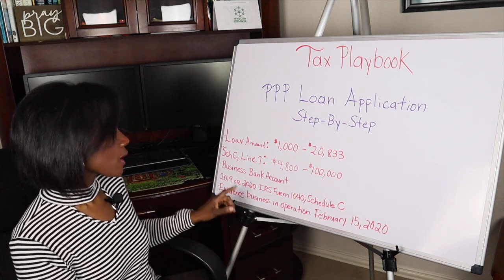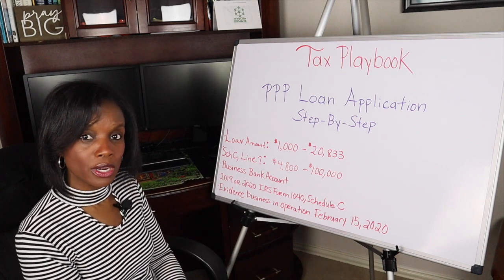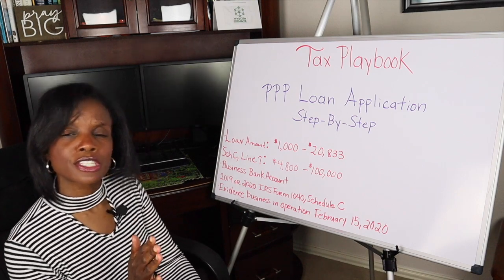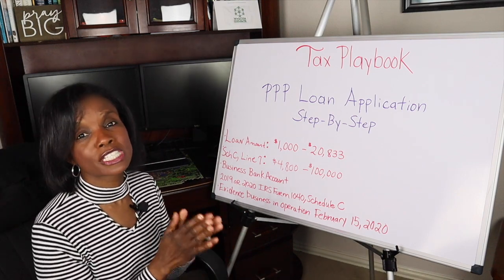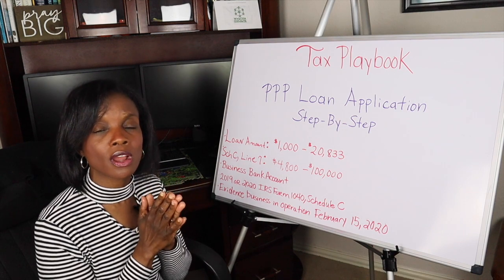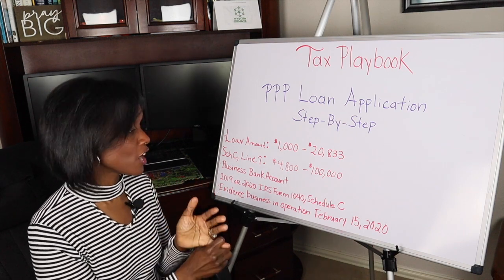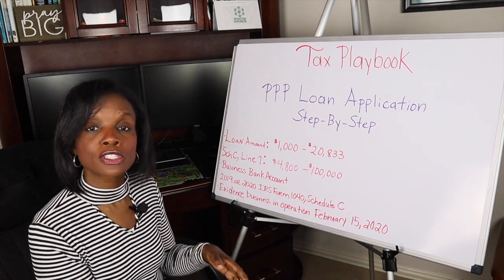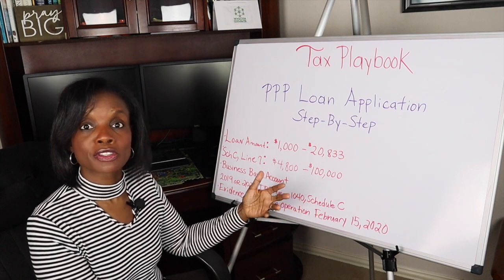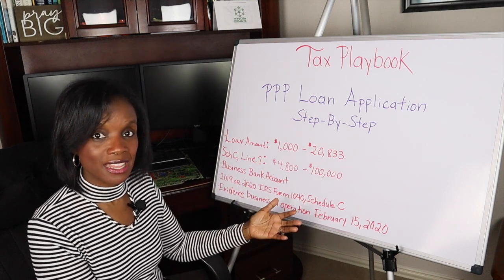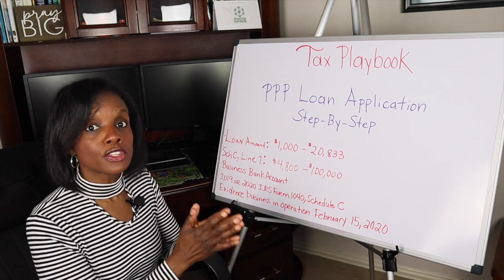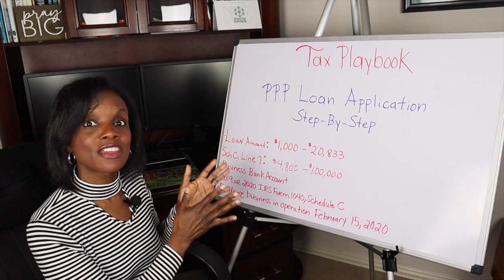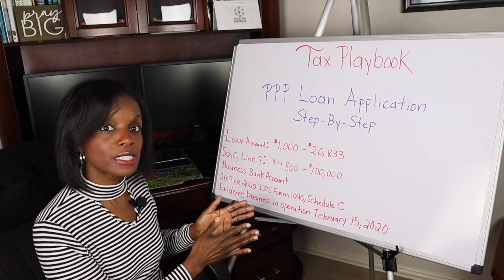Have that handy. The other piece of documentation you want to have handy is evidence that your business was in operation as of February 15th, 2020. You may be asking, what are some of the things that I need? If you have a contract that you had in operation around that time, or invoices where you billed your customers and they paid you, you can use that as documentation. But you want to pay specific attention to the dates of the documentation. It needs to be in the month of February 2020.